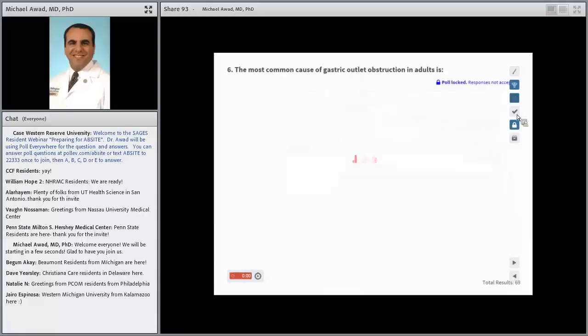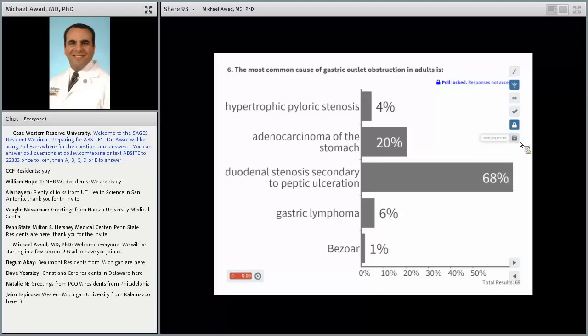Okay, the correct answer is adenocarcinoma of the stomach. This is one we do need to talk about for a minute. Letter C used to be correct, until about 20 years ago with the advent of H2 blockers and PPIs. However, we're seeing much less of that now, and so actually the predominant cause is adenocarcinoma of the stomach.